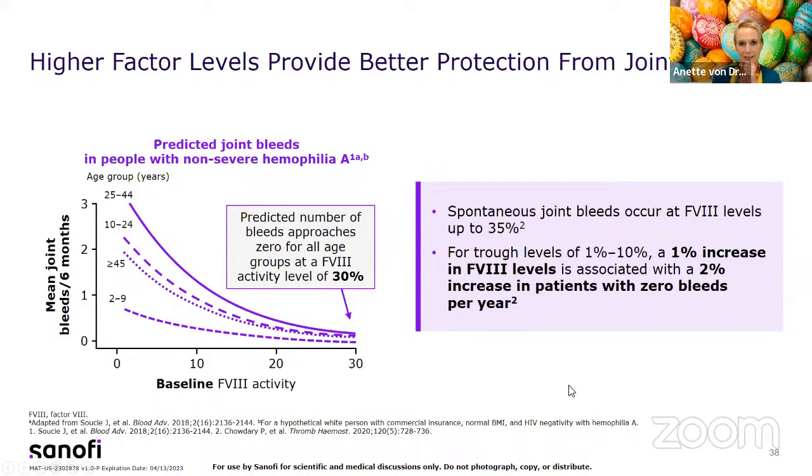So from that slide, one could take away that spontaneous joint bleeds can occur, although they get less, up to 30 to 35%. So someone who has mild hemophilia is not entirely protected. And then for trough levels of 1 to 10%, each 1% increase in factor VIII level is associated with a 2% increase in patients with 0 bleeds per year. That was sort of a prediction of this study.